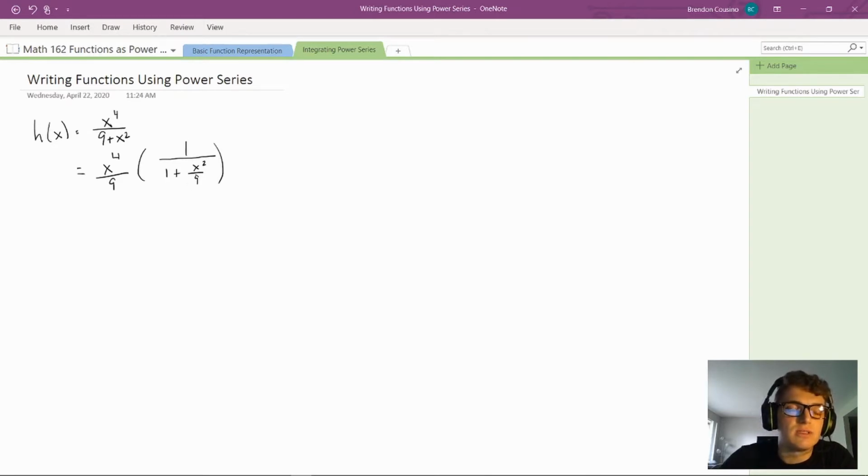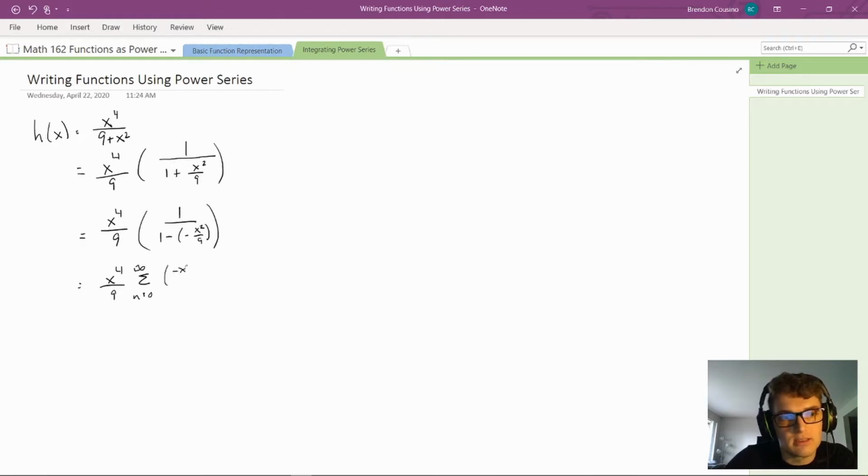And so we need to make this a minus sign. The way we can do that is just by doing a double negative sign. So I have x to the fourth over 9 times 1 over 1 minus a negative x squared over 9. Okay, so then this piece here, we can write as a power series representation like we did in the last video. So this is going to be x to the fourth over 9 times the summation as n is equal to 0 to infinity of negative x squared over 9 to the n.